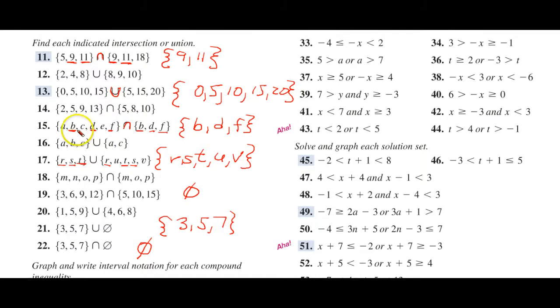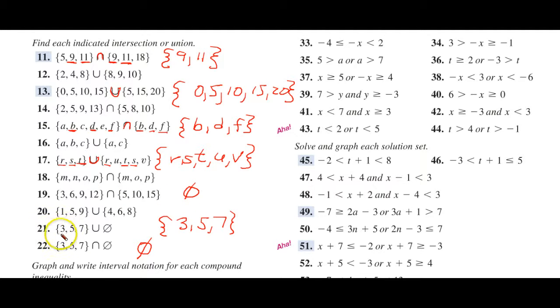Develop a technique. What is found in both sets? And there it is. This is union. And you want to list all of the elements, but only once. Now, in number 19, as we look at it, there are no intersections. So this is an empty set.